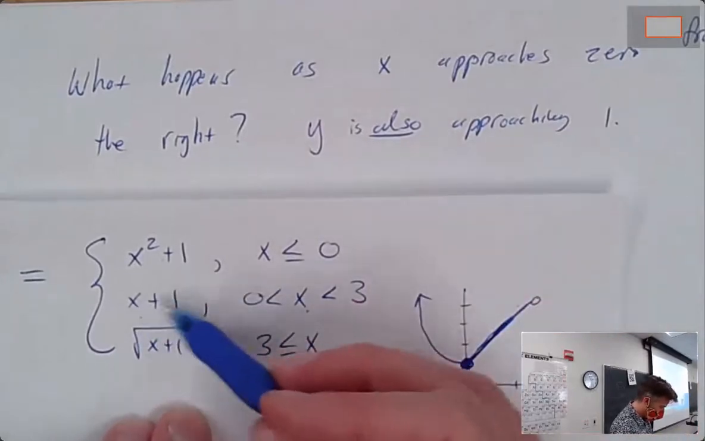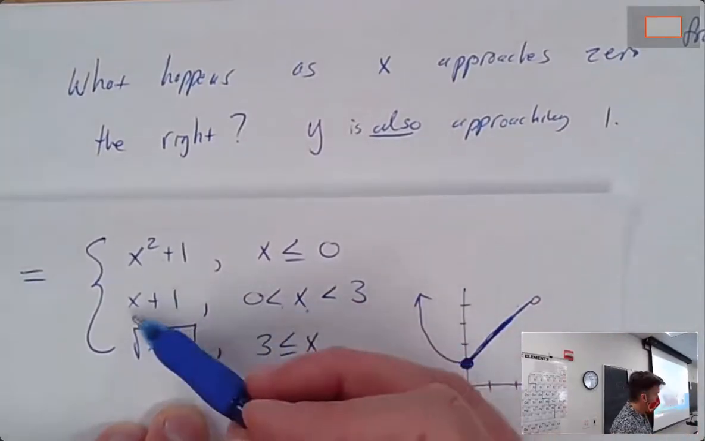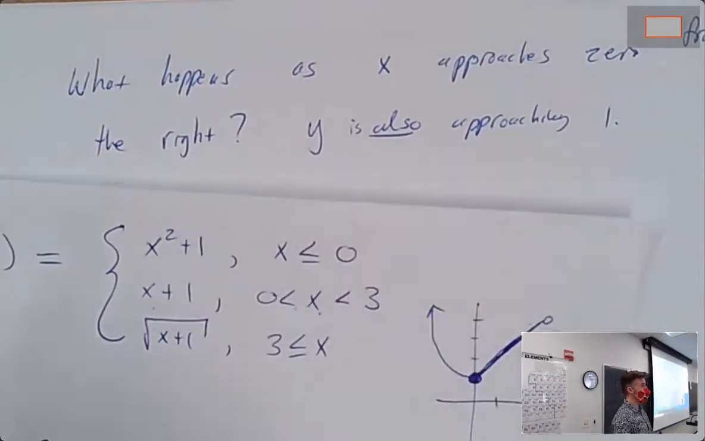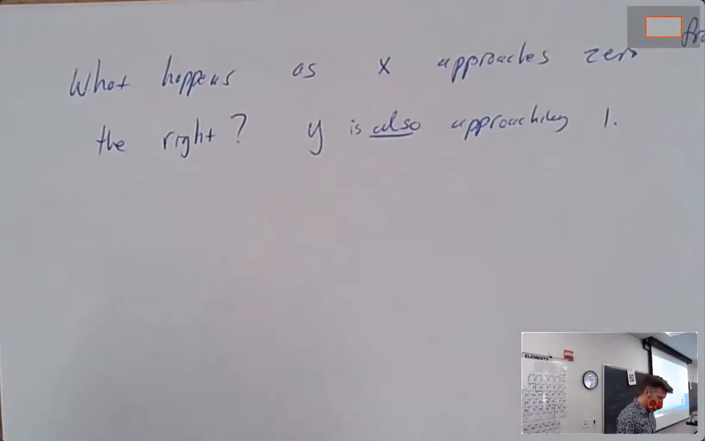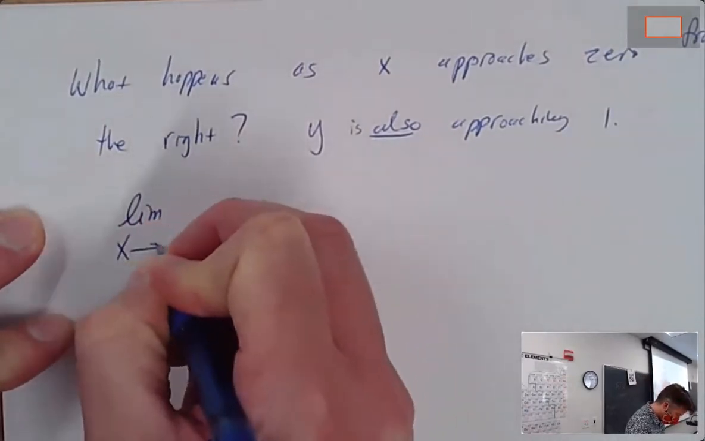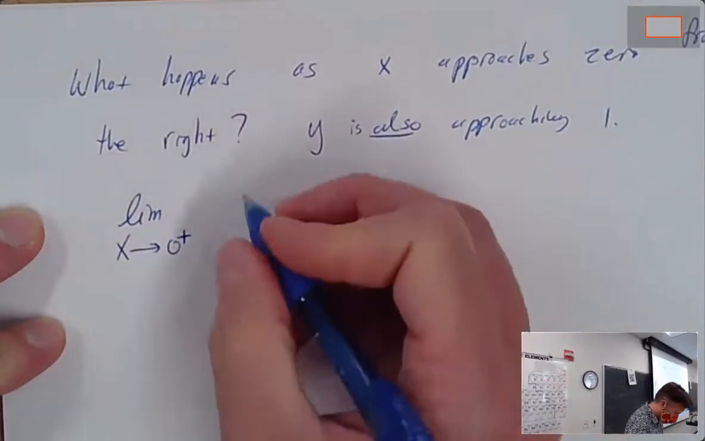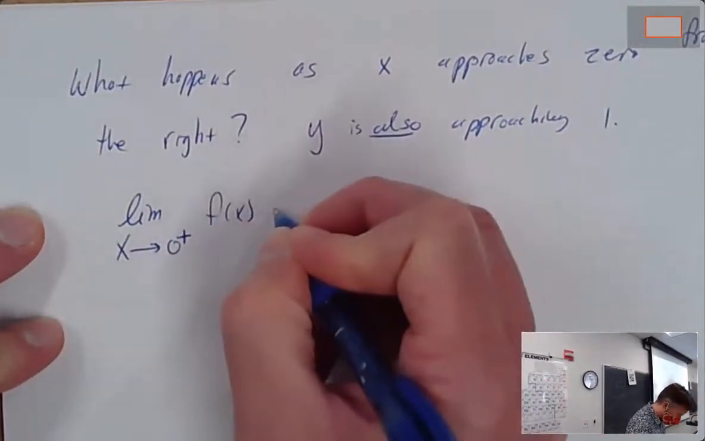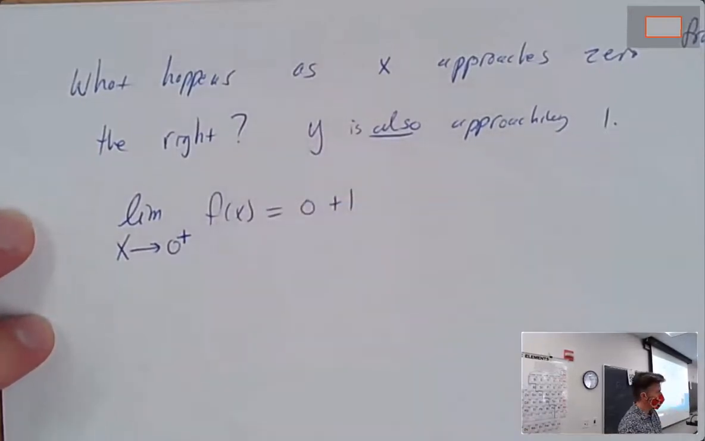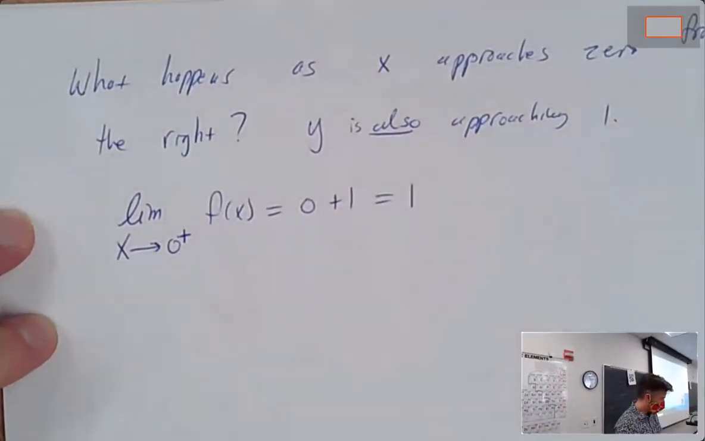We look at the piecewise function when x is a little bit bigger than 0, y is equal to x plus 1. So if x is very, very close to 0, x plus 1 is very, very close to 0 plus 1, which is essentially what we're going to call 1. So the way we'd write this using this notation is the limit as x approaches 0 from the right of our function is essentially 0 plus 1, which is 1.